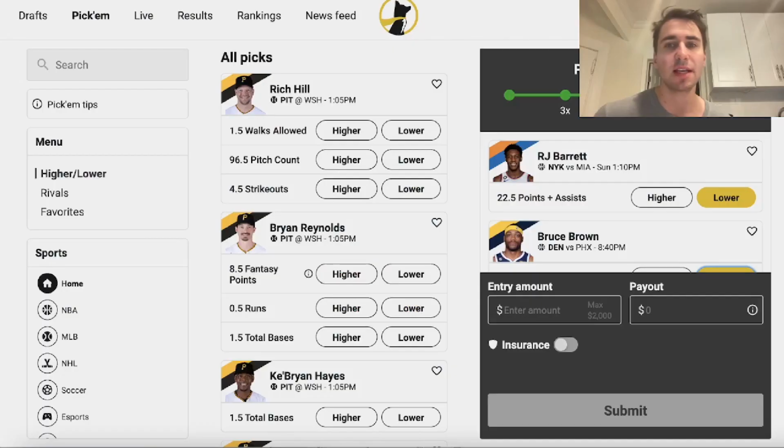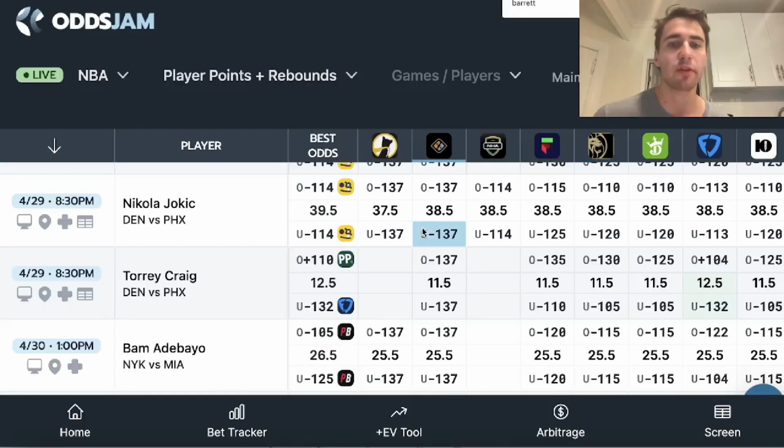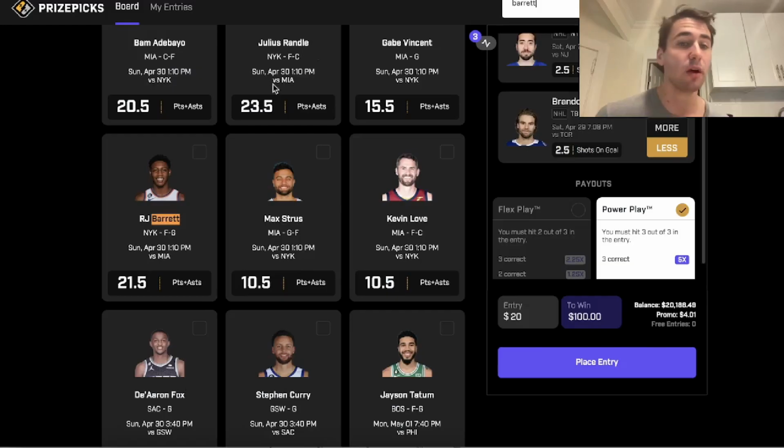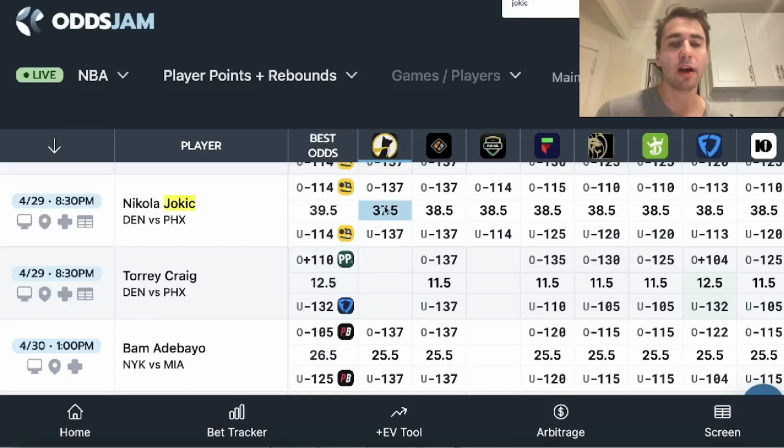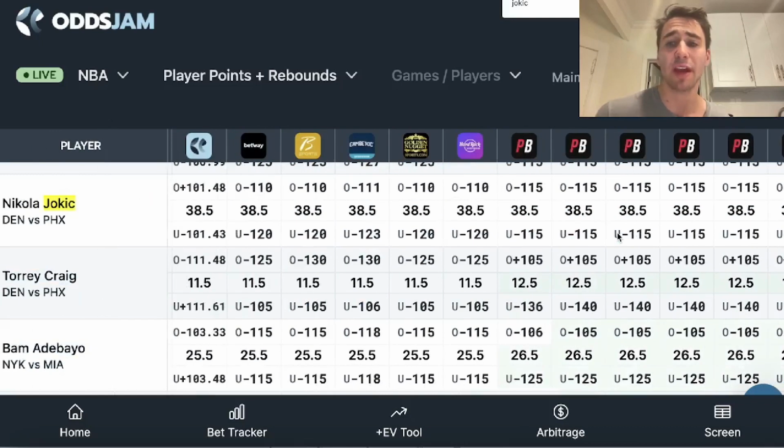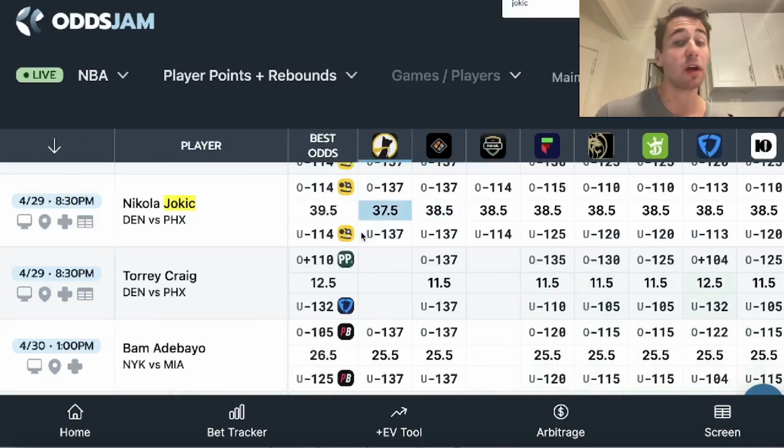And then we're just continuing to hunt for value. Let's switch over to player points and rebounds. What you're going to see is there's value on Jokic. In this case, we want to take his over, right? You go to Prize Picks, we go to points plus rebounds. This is all I'm doing all day long, right? Prize Picks is at 38.5. Underdog is at 37.5. All the sports books have Jokic's points plus rebounds line at 38.5. Underdog Fantasy, they're too low. So in this case, we want to take the over.